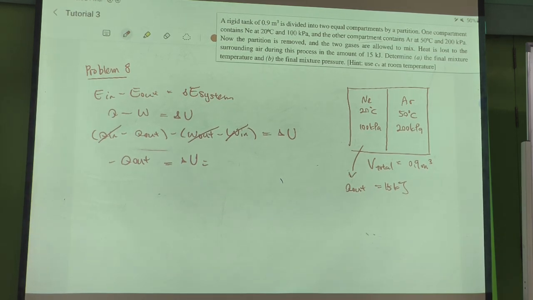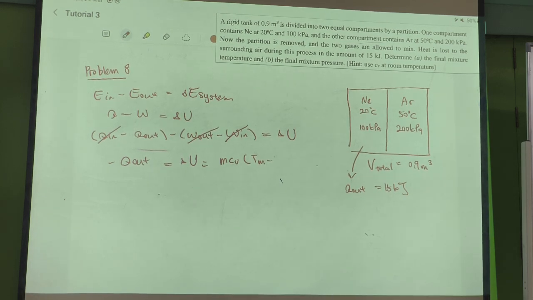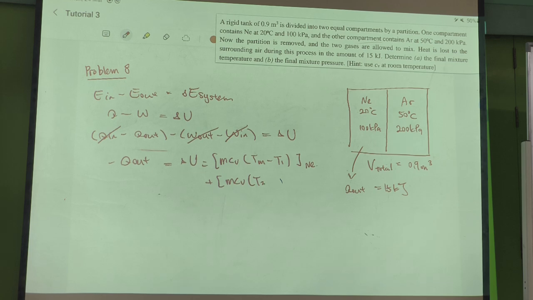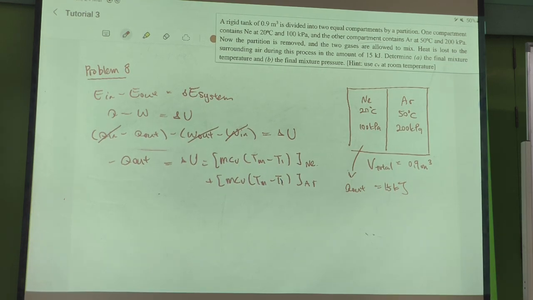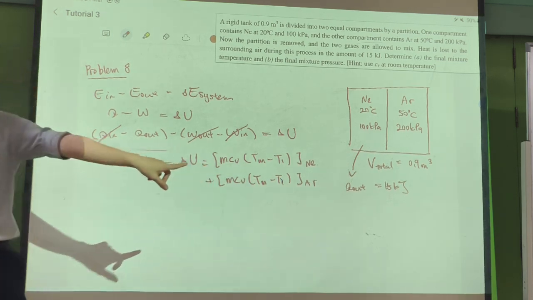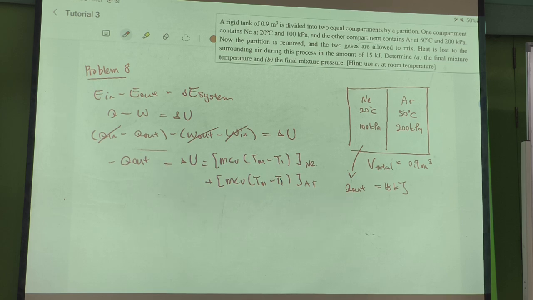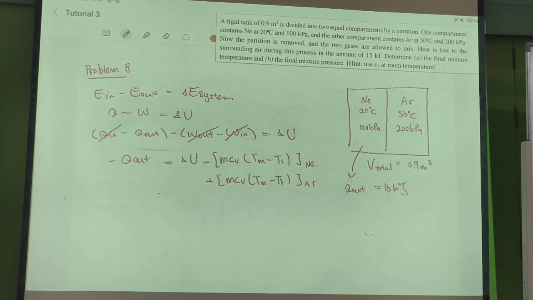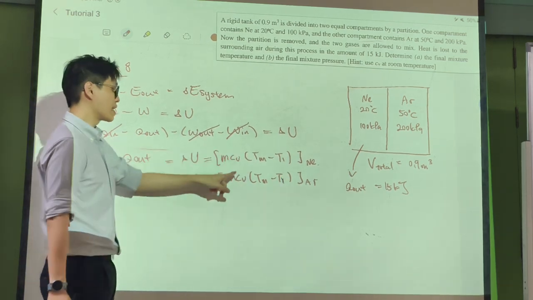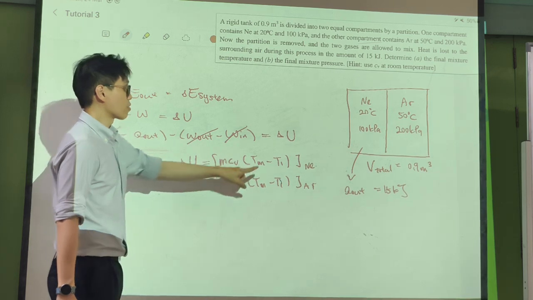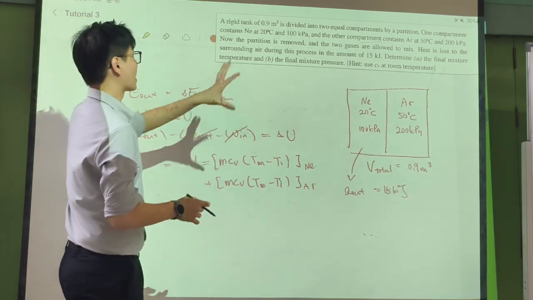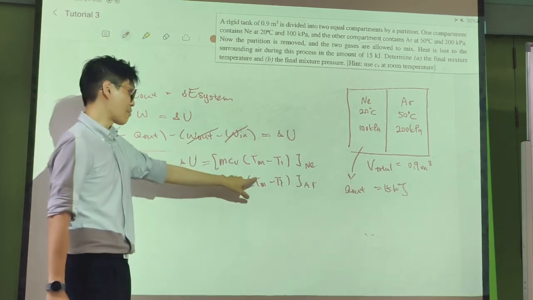Or m CV delta T. So what you do is m CV (T mixture minus T1) for neon, plus m CV (Tm minus T1) for argon. Can you guys understand this equation? Basically, the change in the internal energy of the neon plus the change in the internal energy of the argon. This m will be the m of the neon, this m will be the m of the argon. CV and CV also, same thing. CV you can get from the table once again. T1 will be 20 and 50 degrees Celsius. Tm is the final temperature of the mixture, because after they mix, they will reach the same final temperature.